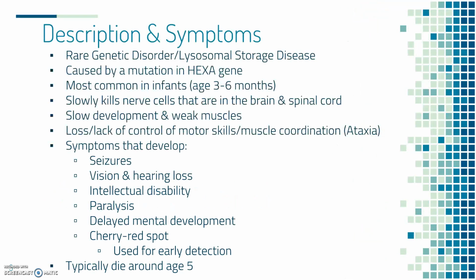What is Tay-Sachs disease? It is a rare genetic disorder and lysosomal storage disease. It is caused by mutation in the HEX-A gene and is most commonly found in infants between ages 3 and 6 months. This disease slowly kills nerve cells that are found in the brain and spinal cord, leading to slow development and weak muscles. There's also a loss of motor skills and lack of muscle coordination, or ataxia. Other symptoms include seizures, vision and hearing loss, intellectual disability, paralysis, delayed mental development, and a cherry red spot detection, and the child typically dies around age 5 due to pneumonia.